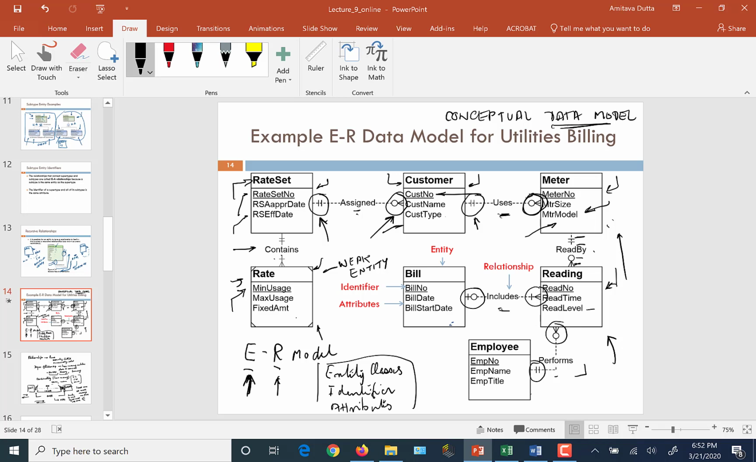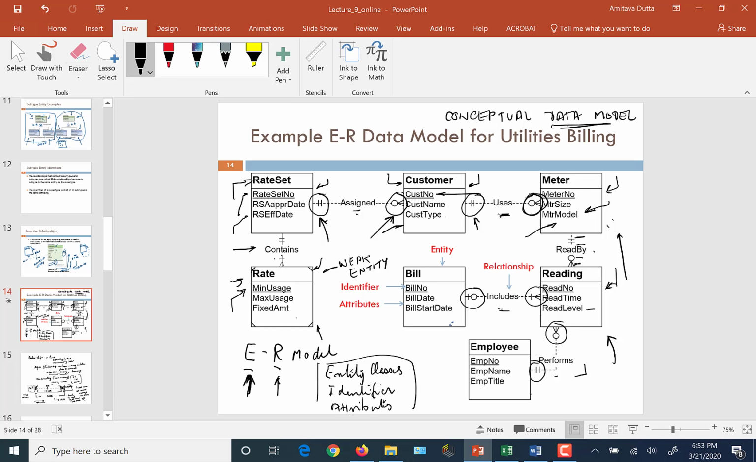For our purposes, the important thing to understand is that this entity called rate is a weak entity. It can only exist because it's associated with rate set. It cannot exist on its own. It only exists when rate set exists. So to signify the fact that it's a weak entity, it's not just any kind of entity, it's not a regular entity, it's a weak entity. That's why you've got these special marks around the corner over here.